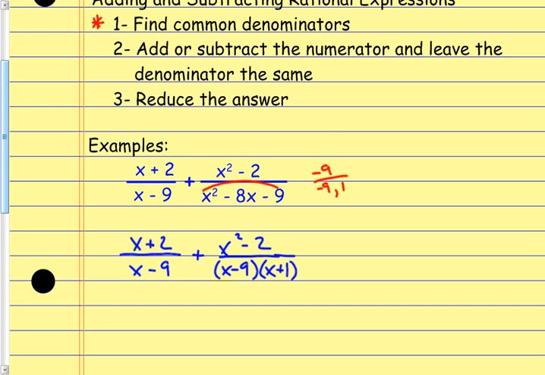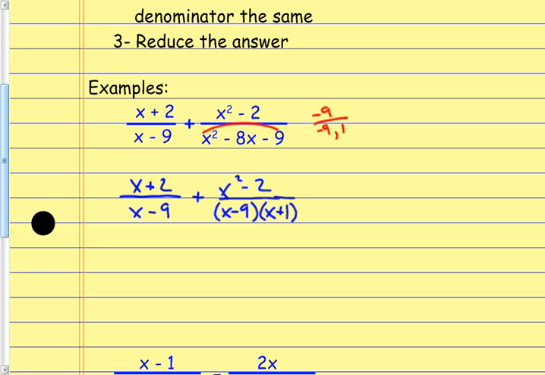And now as I look at this, I can see that they have something in common. This has the x minus 9. This has an x minus 9 and an x plus 1. So if I want these denominators to be the same, this first fraction needs that x plus 1. See, now it'll have the same two factors as the second fraction. It'll have the x plus 1 and the x minus 9. Once we have the same factors, now I have common denominators. So I have to factor it first in order to identify the factors that each is missing.